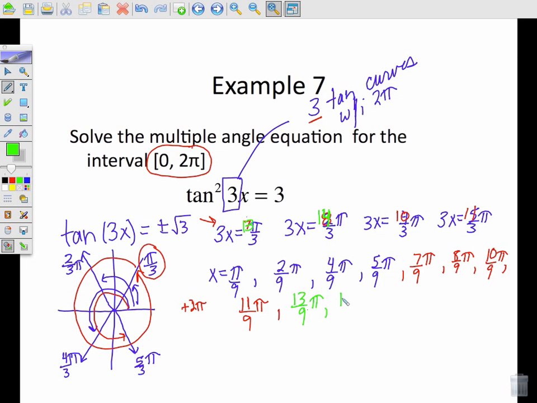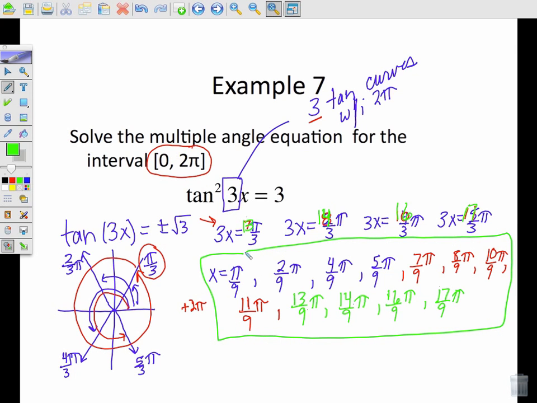8/3 plus 6/3 is 14/3. I'm just going to write over these. 14/3 divided by 3 is 14/9 pi. We have to make sure we're still smaller than 2 pi. Adding 6/3 to 10/3, that's 16/3. So 16/9 pi. And 11/3 plus 6/3 is 17/3, which is 17/9 pi. All right, we are still within the interval of 2 pi because 2 pi would be at 18/9. So there are all of my solutions, the solution to this equation.